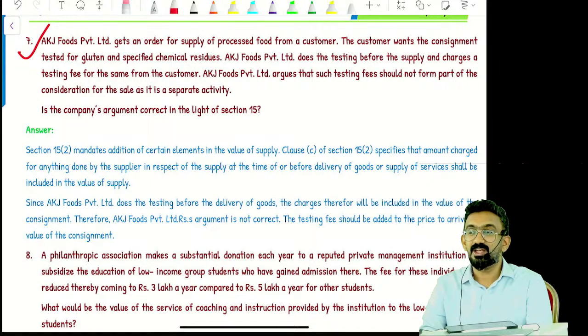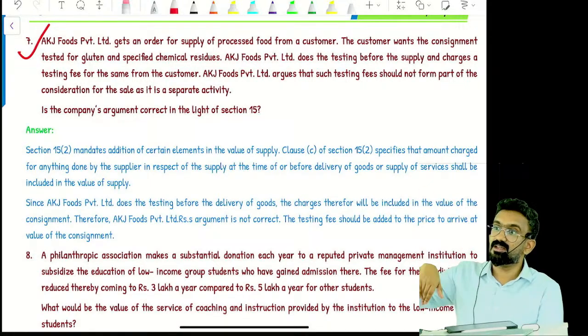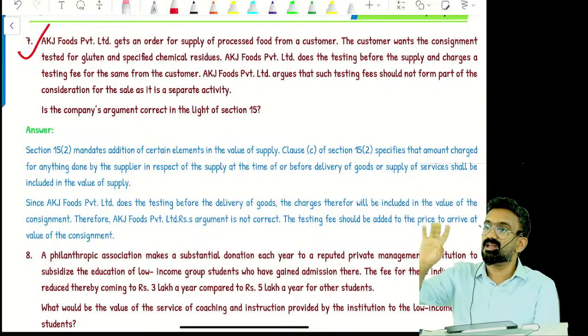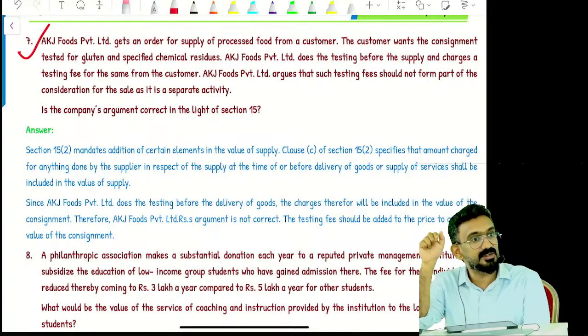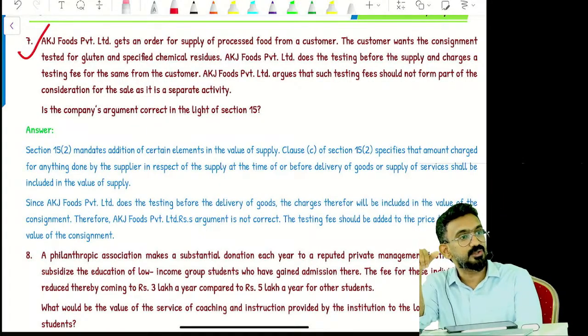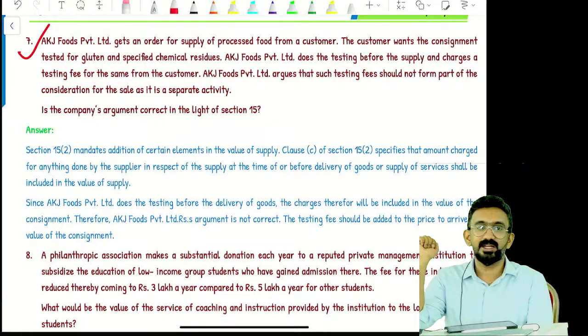What is their argument? It's a separate activity and I will bill it separately. Can they do that? No. It is included in the value of the supply, under Section 15, subsection 2. How do you write this answer?